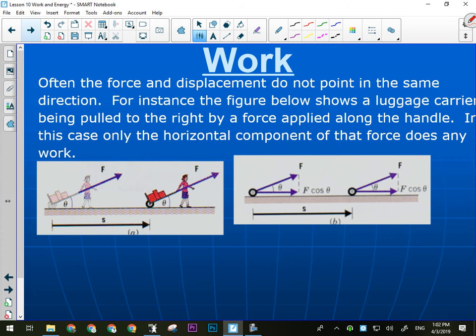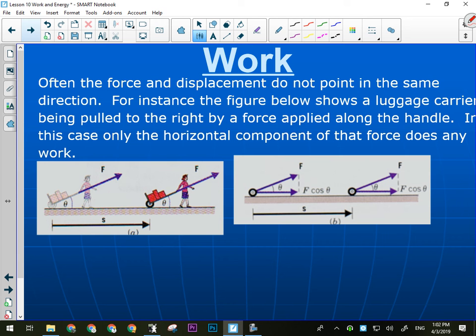All right, so here's where this cos of theta thing comes in. We kind of talked about it already, but if I'm pulling this luggage carrier, this cart or whatever it is, and I'm pulling at an angle, the cart is not moving in the direction that I'm pulling. It's moving horizontally. Right? So am I changing its potential energy at all?